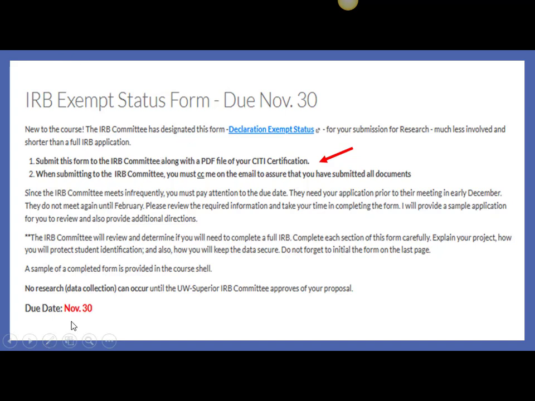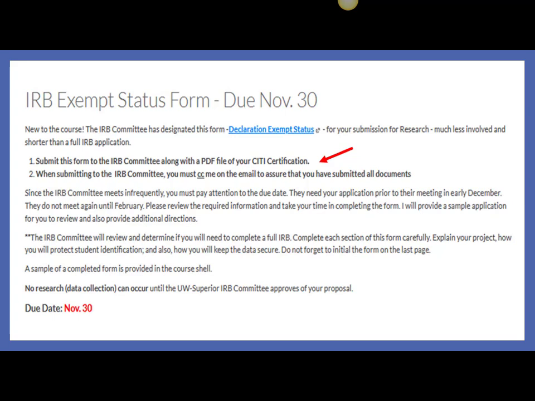Once is down below here in your course shell. You also must send them a copy of your city certification. When you submit both of those items to the IRB committee, you must CC me, because this is an assignment, and then I know that you've completed it and I can give you the points awarded here. So pay attention to that due date.